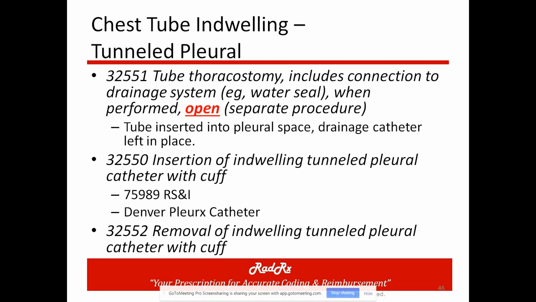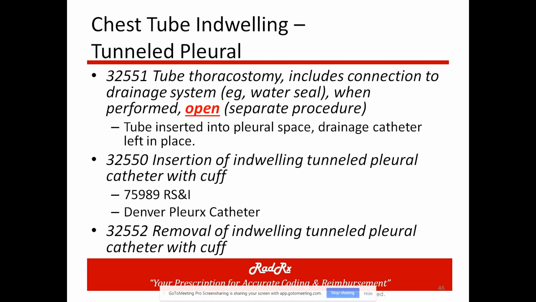We have some other codes that we have to choose from for chest tubes. So there is an open procedure, 32551 for that tube thoracostomy when it's open. And 32550 is for a tunneled pleural catheter with cuff. So that, of course, is different. And then we have 32552, which is for the removal of an indwelling tunneled pleural catheter with cuff. We don't have removal codes for the other chest tube, but we do have it for the tunneled one because obviously there is that extra work involved in pulling that tunneled catheter.